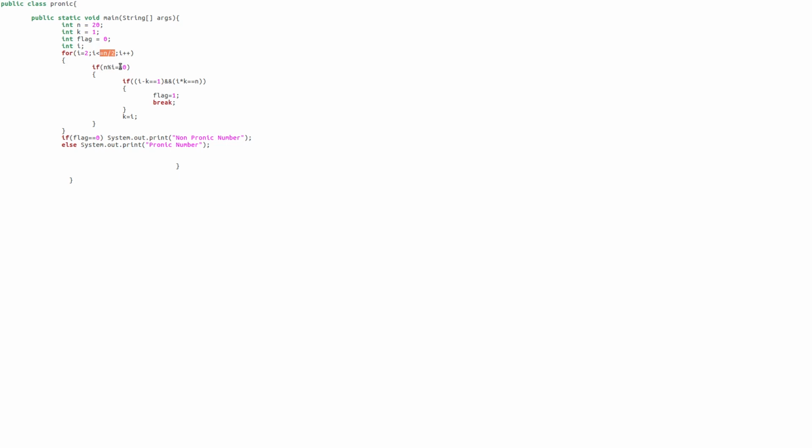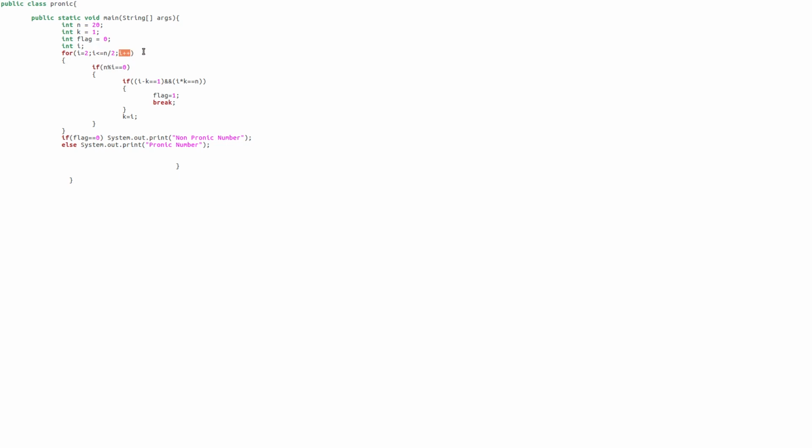That is because any number will not have factors larger than n by 2. By that I mean, let's take the number 10. 10 divided by 2 is 5. So there would be no factor of 10 which is greater than 5. That's why, to improve the efficiency of this loop, I have considered the limit as n by 2. i plus plus means at the end of every iteration, the value of i would be increased by 1.